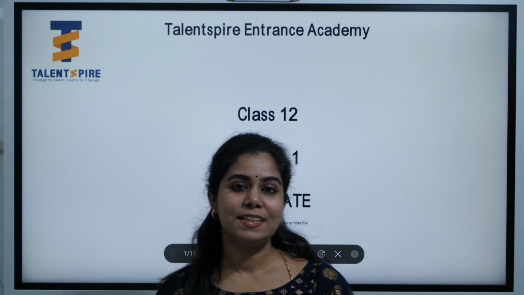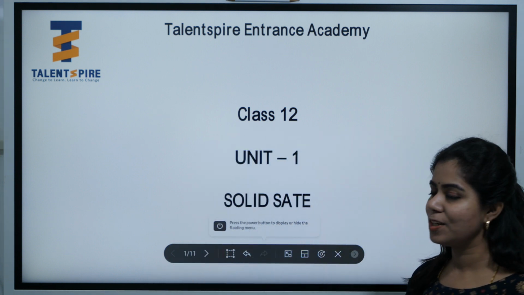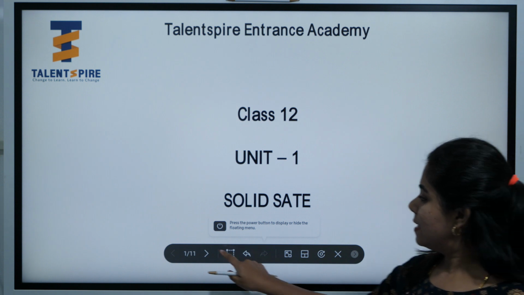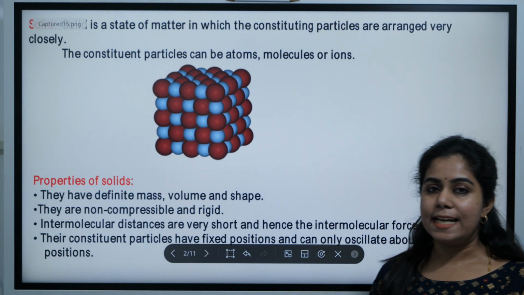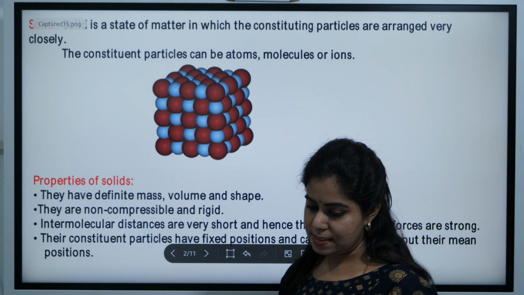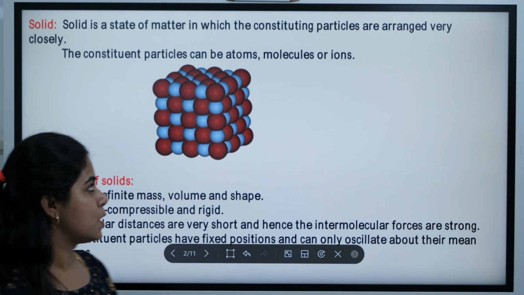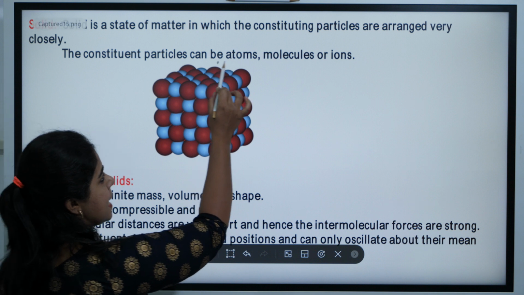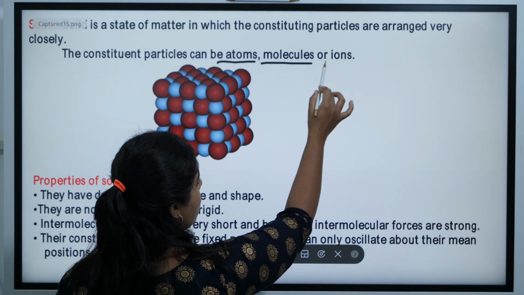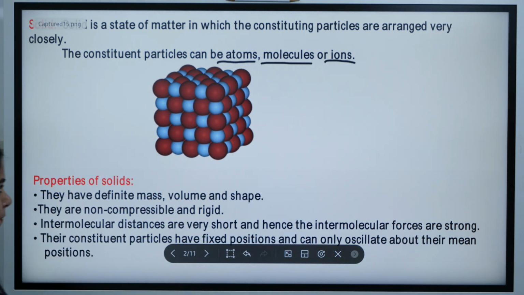So let's start with our Unit 1, Solid State, of class 12. We all know that solid is a state of matter in which the constituent particles are so closely packed. The constituent particles can be atoms, molecules or ions in different types of solids.